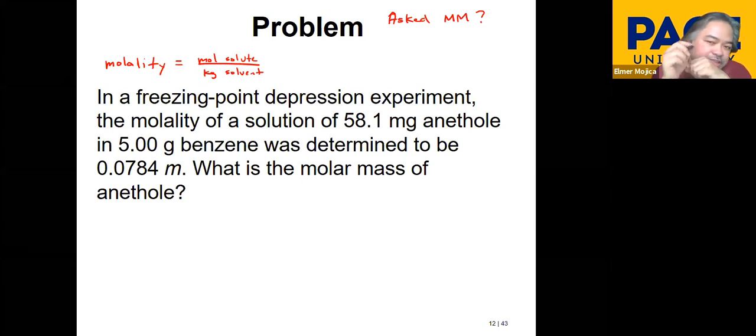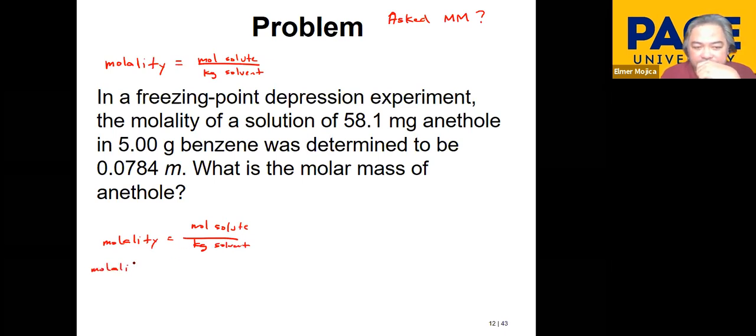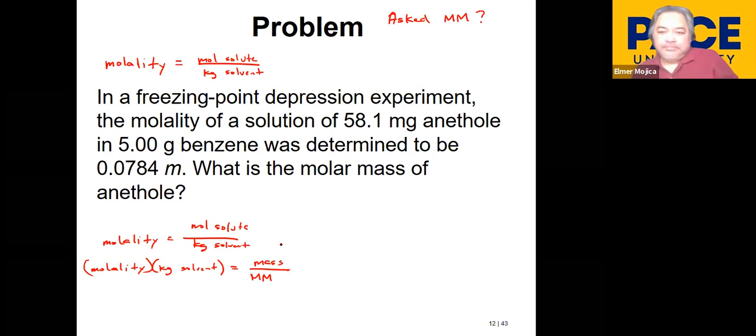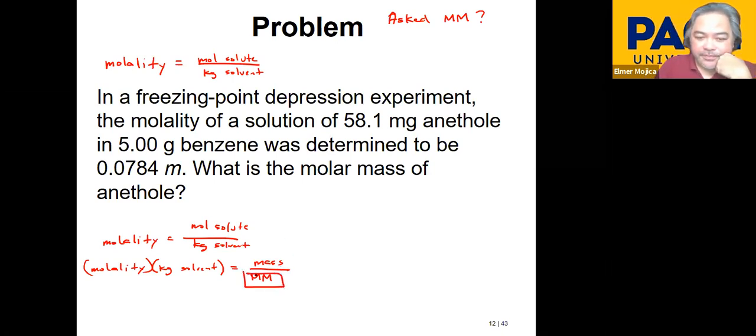So if I'm going to break down this equation that we have here, molality equals moles solute over kilogram solvent. So what I'm going to do is combine molality times kilogram solvent. And on the other side, I'm going to break down moles as mass over molar mass. Does that make sense? Because the one we're looking for is here.